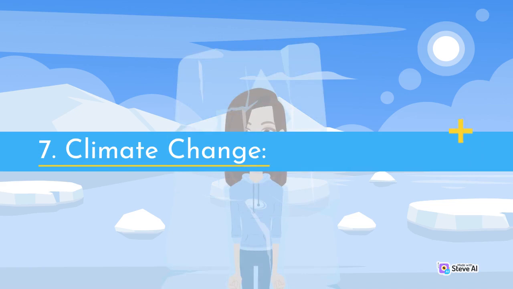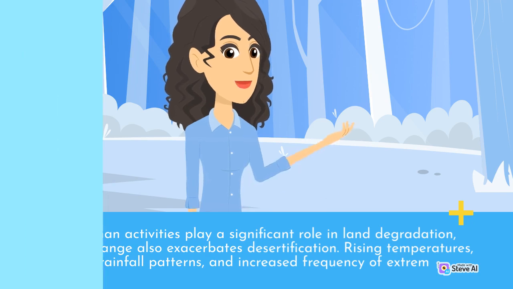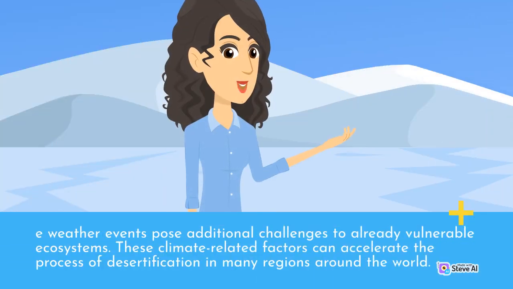7. Climate change. While human activities play a significant role in land degradation, climate change also exacerbates desertification. Rising temperatures, changing rainfall patterns, and increased frequency of extreme weather events pose additional challenges to already vulnerable ecosystems. These climate-related factors can accelerate the process of desertification in many regions around the world.